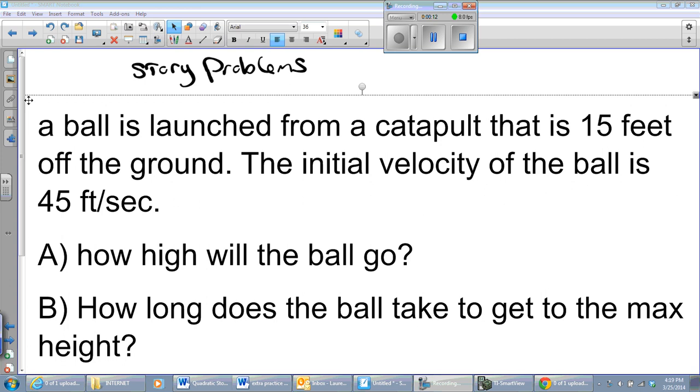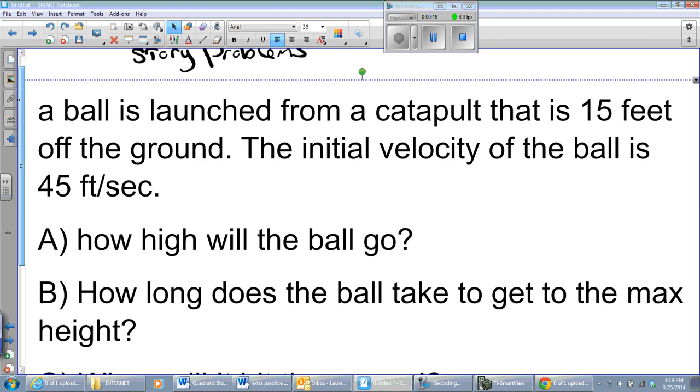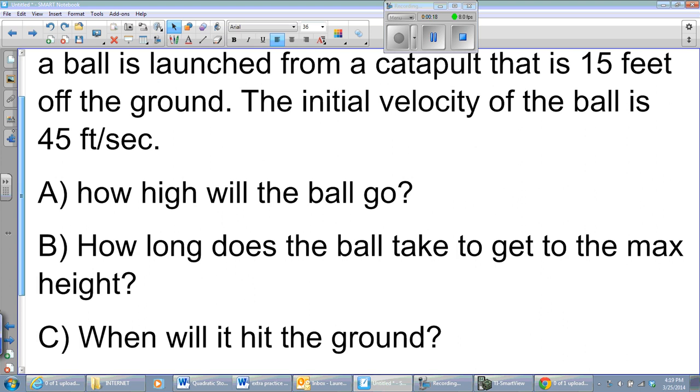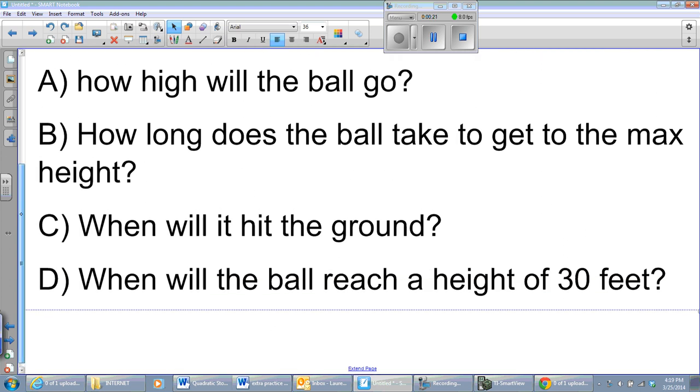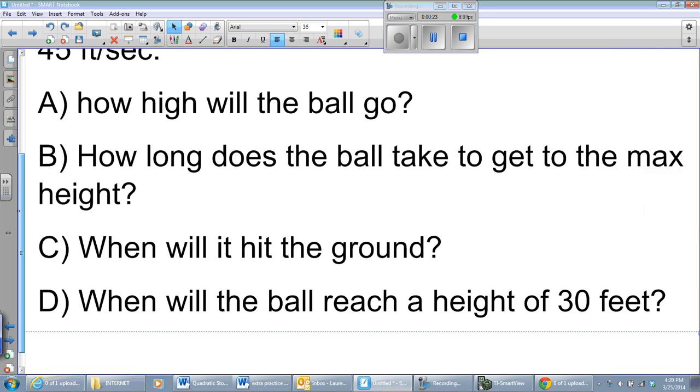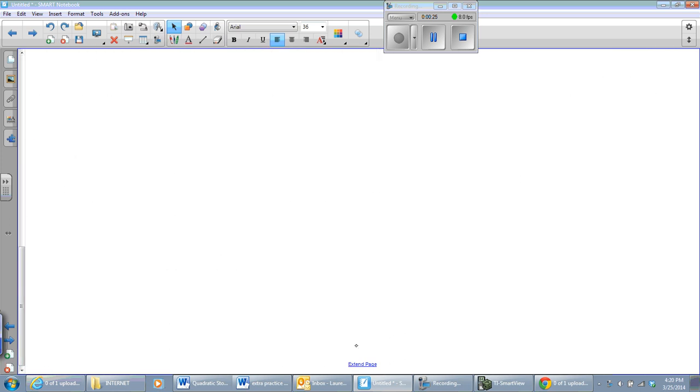All right, let's see. We've got a ball launched from a catapult that is 15 feet off the ground. The initial velocity of the ball is 45 feet per second. What was it, 15 feet off the ground? Yes. Okay, I'm going to go ahead and draw a picture.